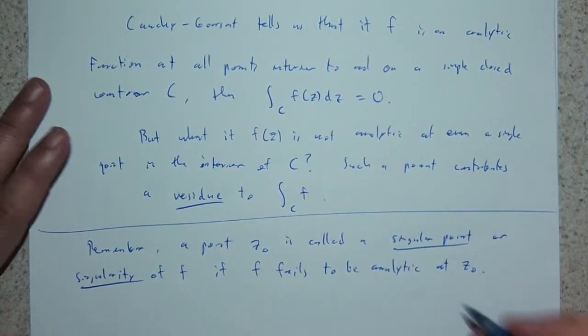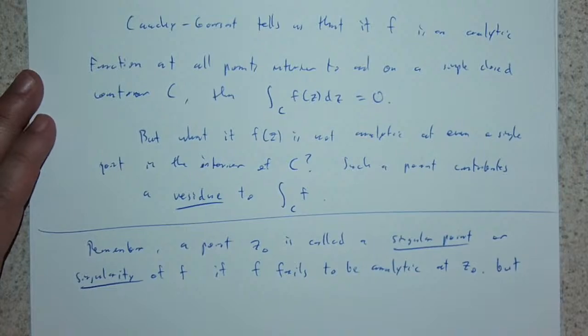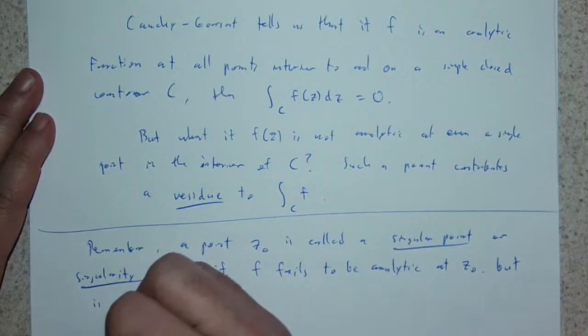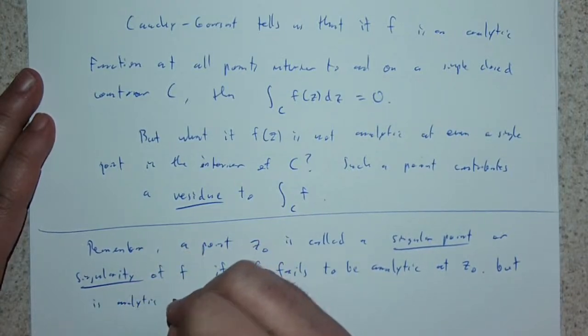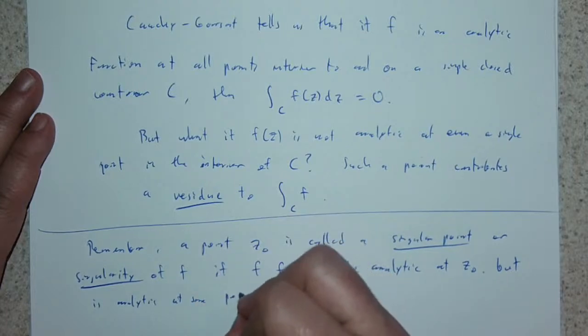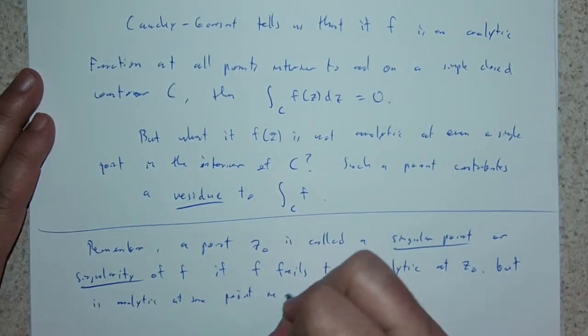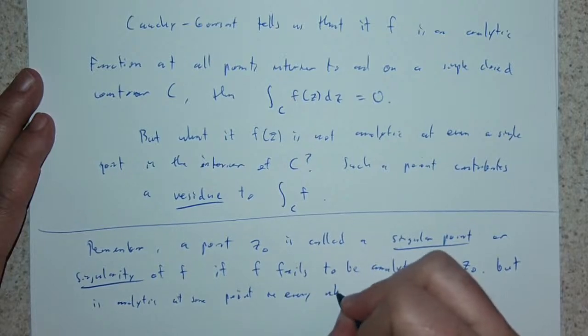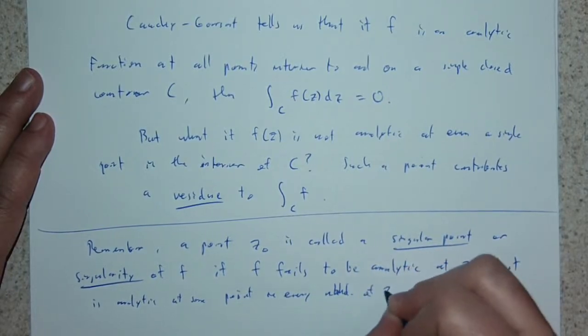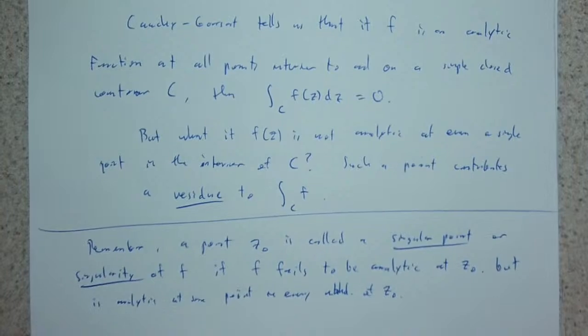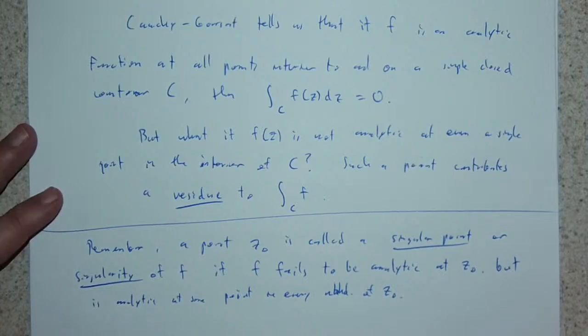So it fails to be analytic at z0, but is analytic at some point in every neighborhood of z0. So that's a singularity.